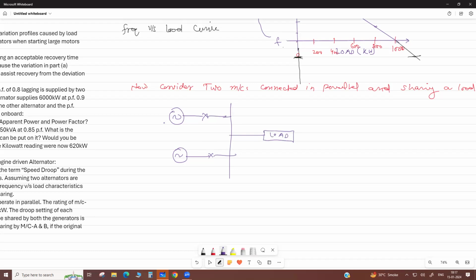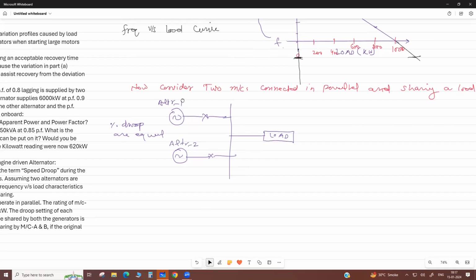So if they are identical, then they have the same droop setting. If the percentage droop settings are equal, okay, then alternator 1, alternator 2, this is machine A, machine B, or you can say machine A, alternator B. Okay, they share this load.